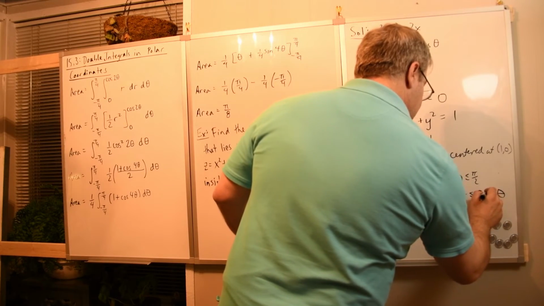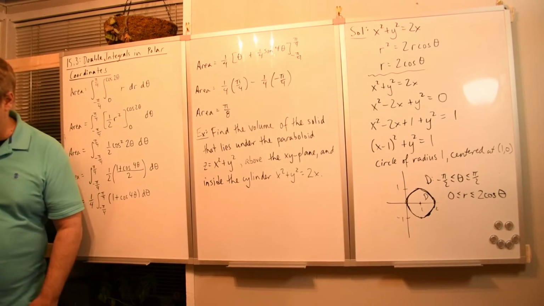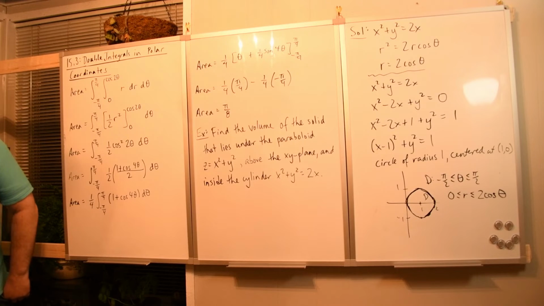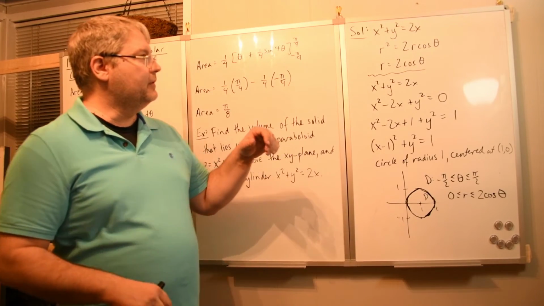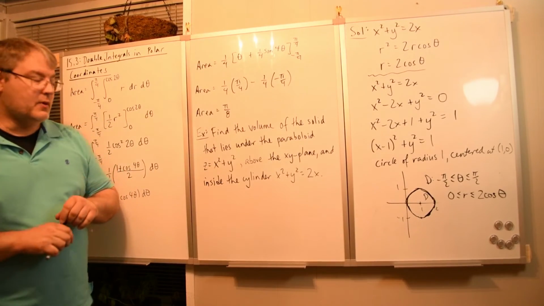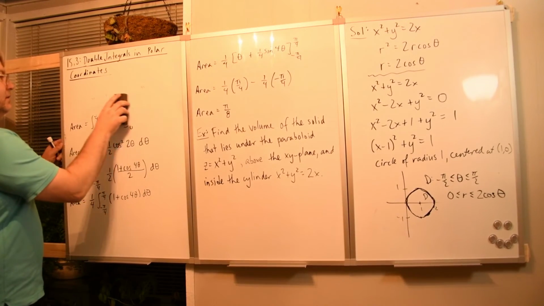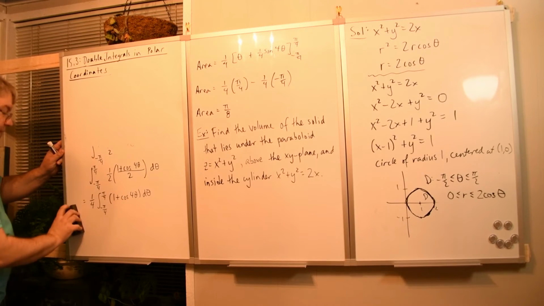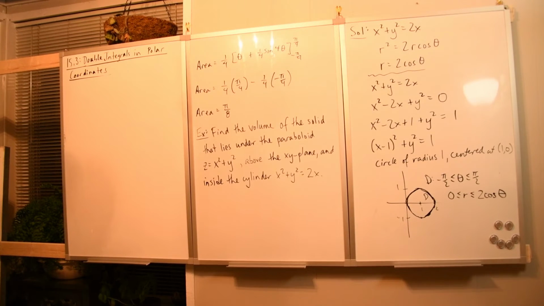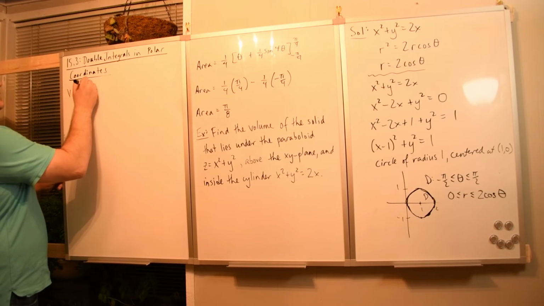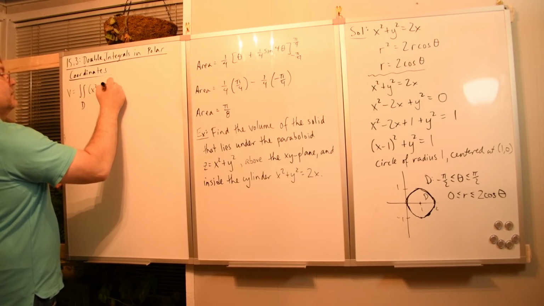So that's how our region D here is defined. When you go to figure out the volume, remember the top boundary is z equals x squared plus y squared. With that in mind, we've got our limits of integration and the function that we want to integrate. That's good stuff. So the volume is going to be the double integral over D of x squared plus y squared dA.